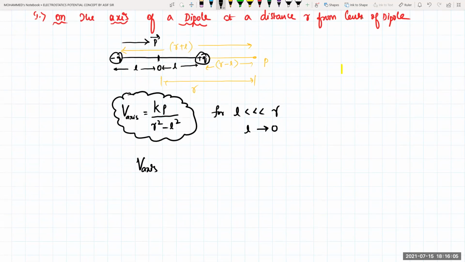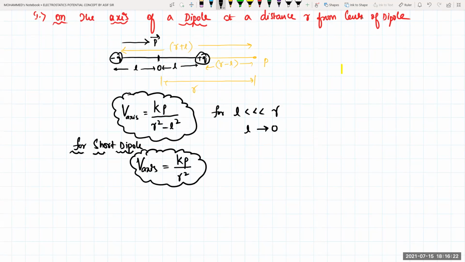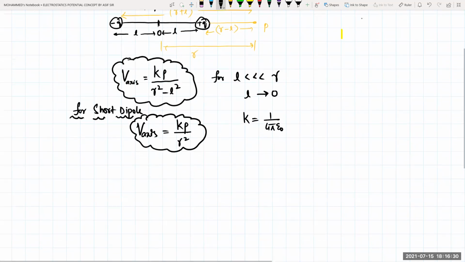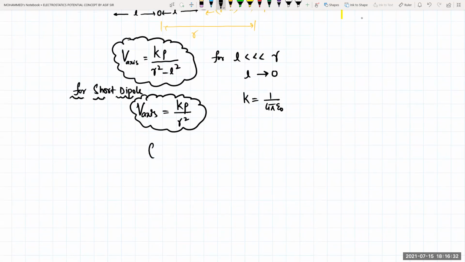If I take L to be 0, what will be the potential on the axis for a short dipole, beta? This will be K into P by R square. Potential due to a short dipole is K into P by R square. What is the value of K? K value is 1 by 4 pi epsilon.